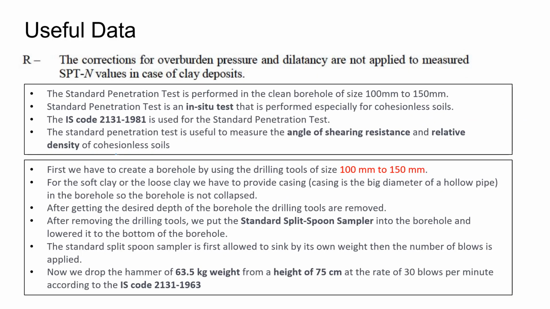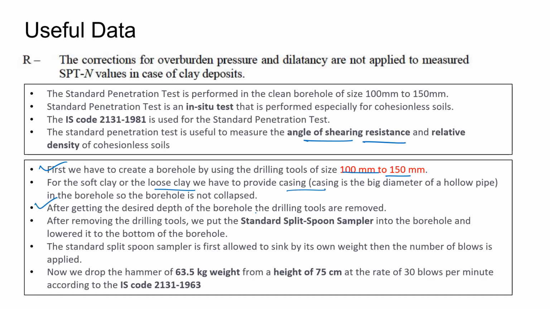Now coming to the third statement, which says that the corrections for overburden pressure and dilatancy are not applied to measured SPT N values in case of clay deposit. Firstly, we have to understand what the standard penetration test is. This standard penetration test is an in situ test which is useful to measure the angle of shear resistance, denoted by phi, and the relative density of cohesionless soil. In the SPT test, first we create a borehole using drilling tools of 100 mm to 150 mm, and for soft or loose clay we have to provide casing so that the borehole does not collapse.